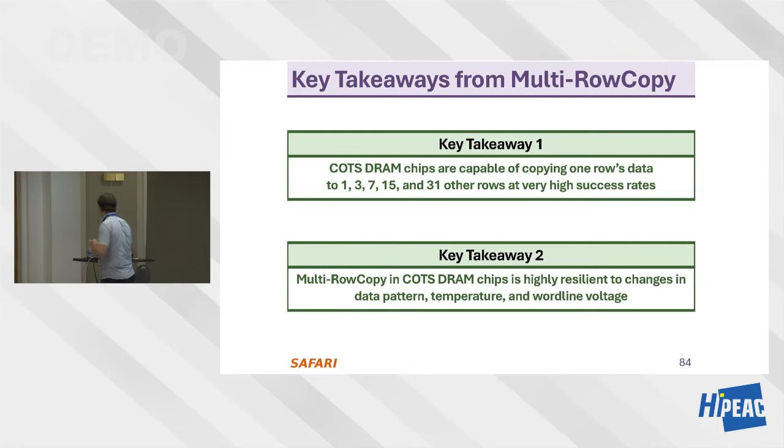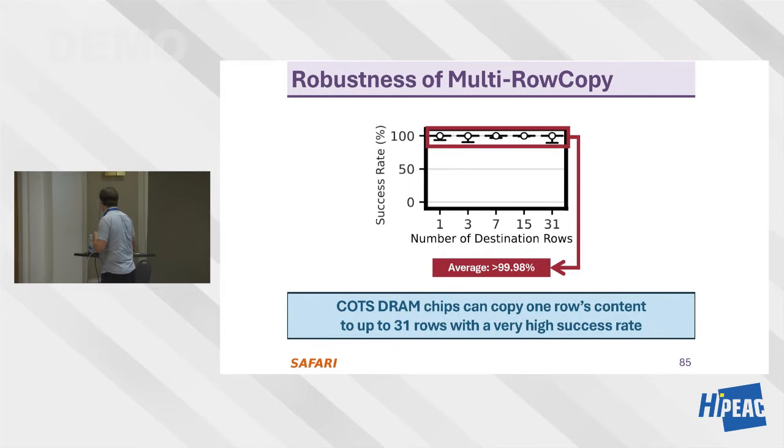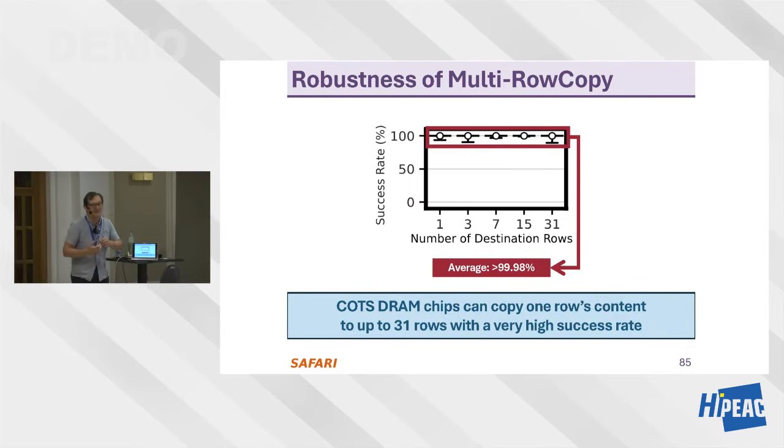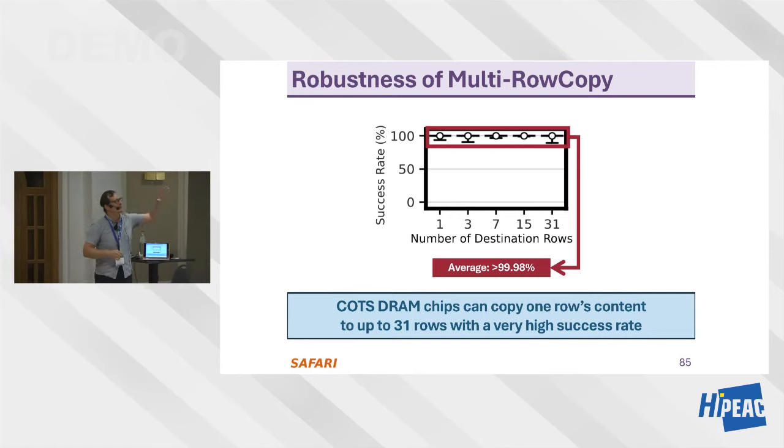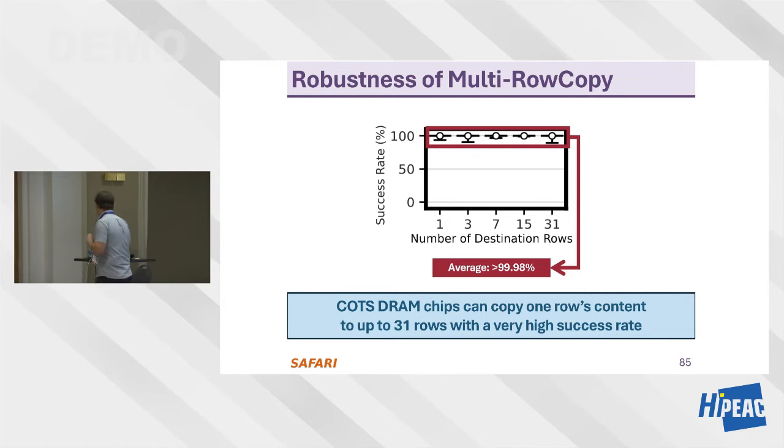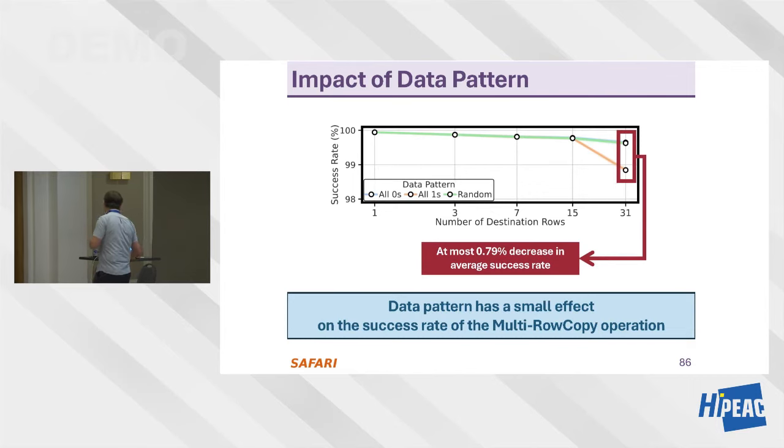You can actually copy one DRAM row to many rows at very high success rates. I'm going to show you the success rates over here. And this is very resilient to data pattern, temperature, and word line voltage. So you can see the success rates. This is almost 100% in many cases. There's some variation across chips, etc. Copying is very easy because it doesn't involve any computation, so the variation in noise is not that much in this case. And once you go to 31 rows, the numbers over here are all greater than 99%.